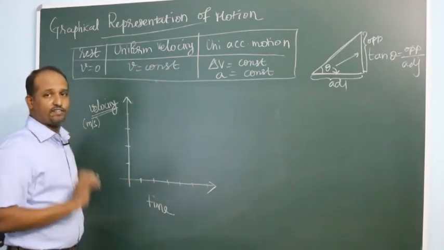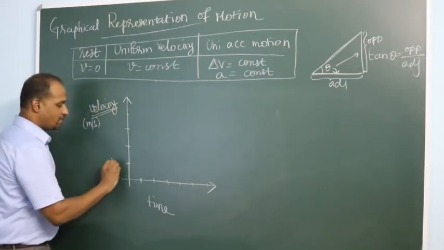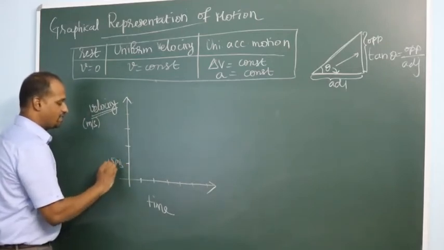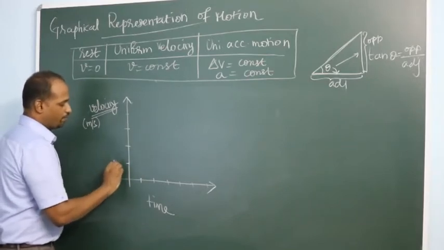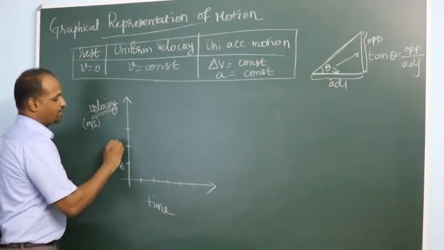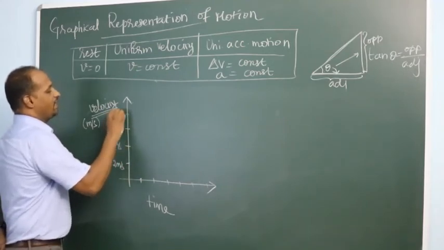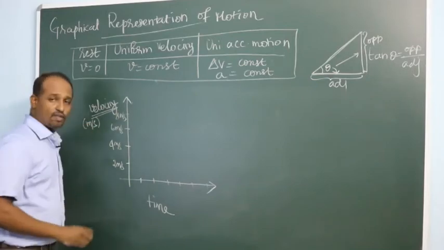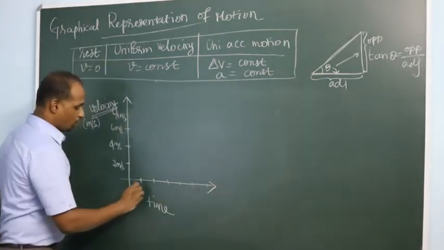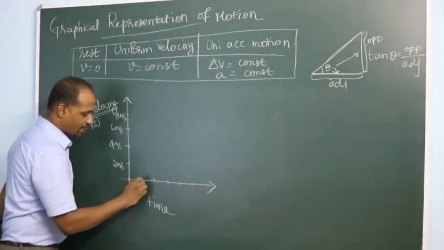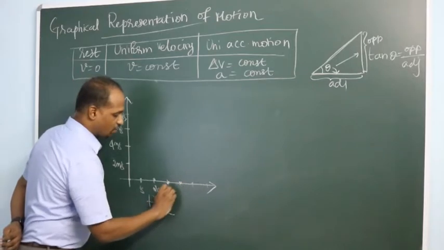If an object is at rest, velocity is 0. So velocity is 0 meter per second. Other objects may have 2, 4, 6, 8 meters per second. If an object is at rest, its velocity is 0 meter per second. So 1 second later, 0 meter per second, 2 seconds later, 0 meter per second, and so on.